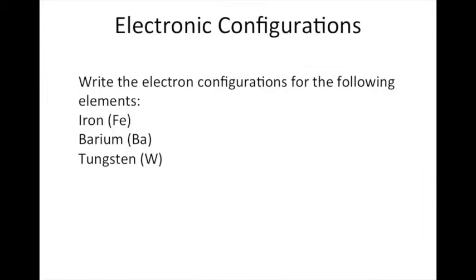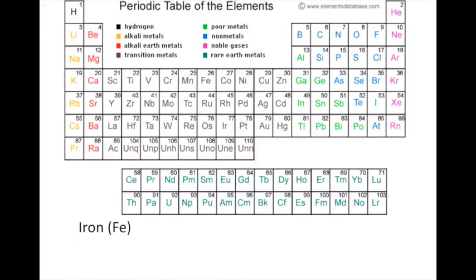So let's practice writing the electron configuration for the following 3 elements: iron, barium, and tungsten. Now, we're not going to write the arrow notation for these, just the standard electron configuration. So let's start with iron. First, we see that iron has 26 protons, so neutral iron has 26 electrons.